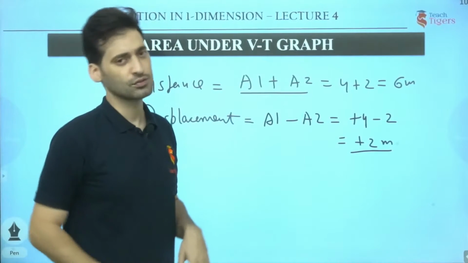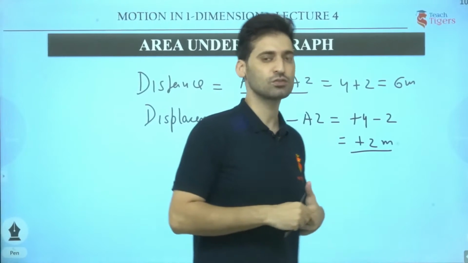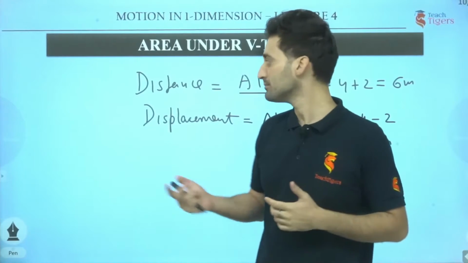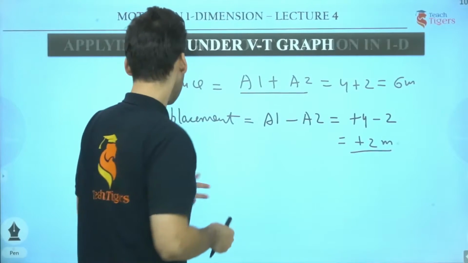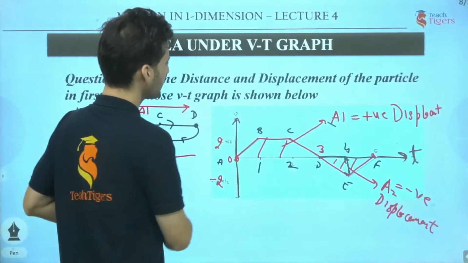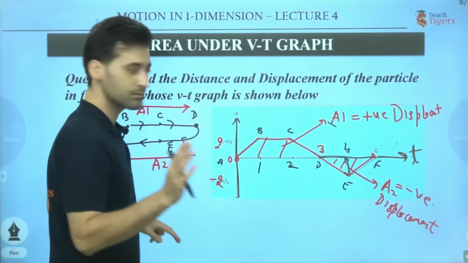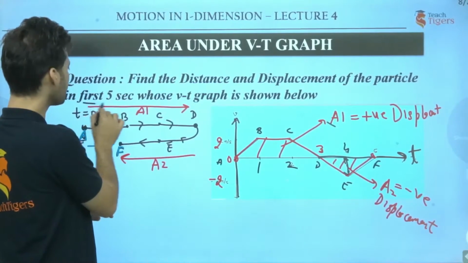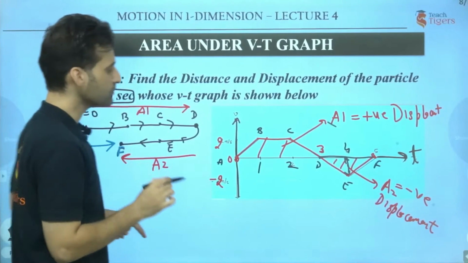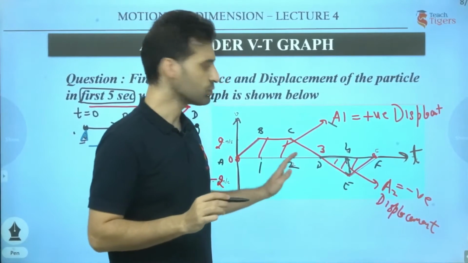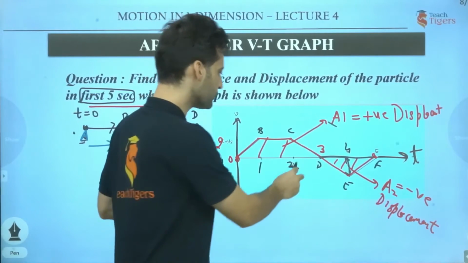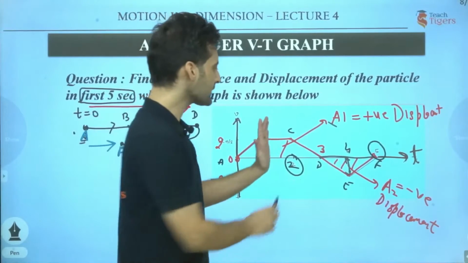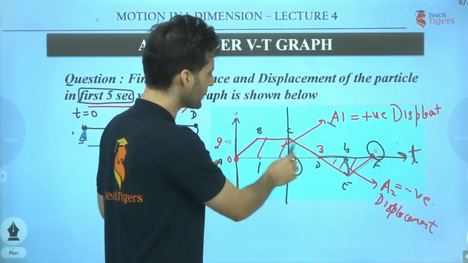So for displacement you just subtract the areas, and for distance you just add the areas. This is how we can calculate the distance and displacement from the VT graph. And moreover, please try to understand, if instead of the first 5 seconds, it was asked to calculate only between 2 to 5 seconds, I will have to start the calculation from 2 to 5. Just don't bother about the area that lies before.